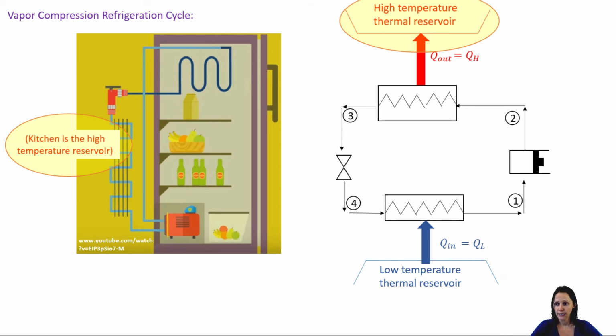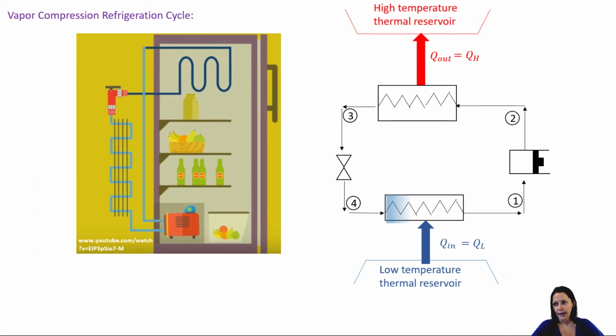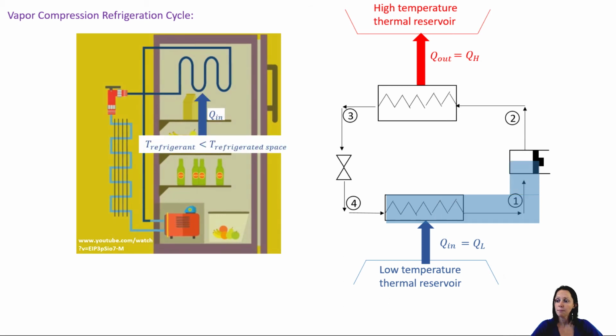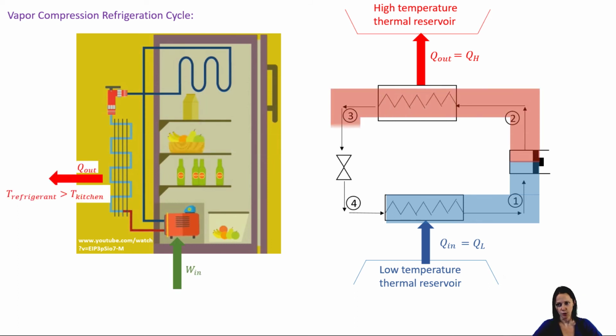All right, so it starts out in the two-phase region at state 4, and then we add heat from that refrigerated space because the temperature of your refrigerant at that point is lower than the temperature of your refrigerated space. And heat is always going to flow from hotter, the refrigerated space, to colder, the refrigerant circulating throughout this loop here. And then it undergoes an ideally isentropic compression within your compressor.